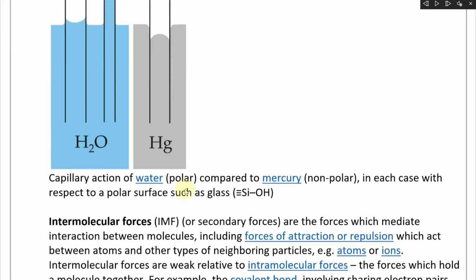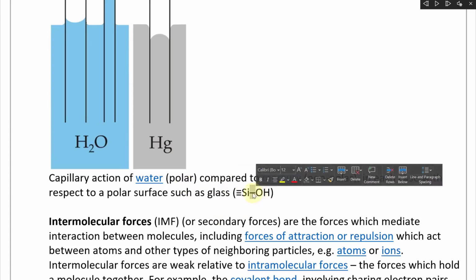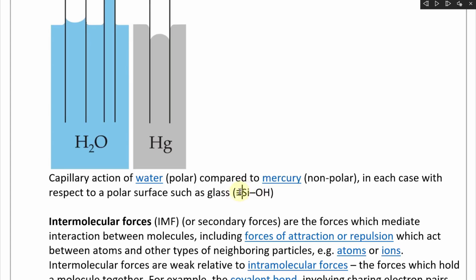Mercury, Hg. So this shows capillary action of water, which is polar, compared to mercury, which is nonpolar, in each case with respect to a polar surface such as glass. And this is this triple bond Si-OH. I believe that's a triple bond, meaning 3 valence electrons that could pair up and make 3 covalent bonds, hence triple bond. I haven't seen one that's just by itself like this. Usually they're connected with this, instead of a double bond, have a triple bond or double bond, etc. But I haven't seen one just free floating like this.